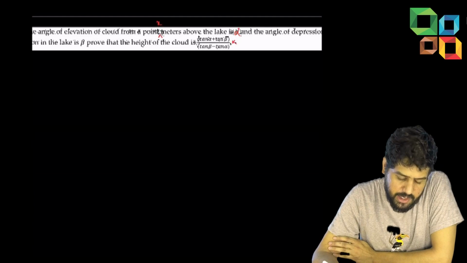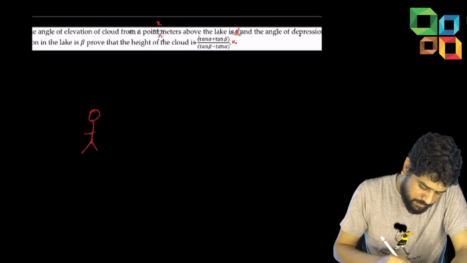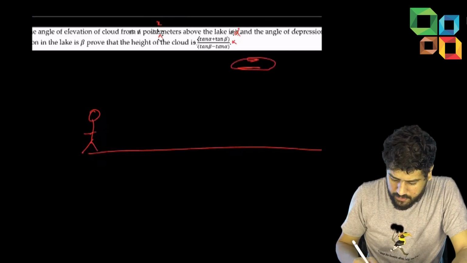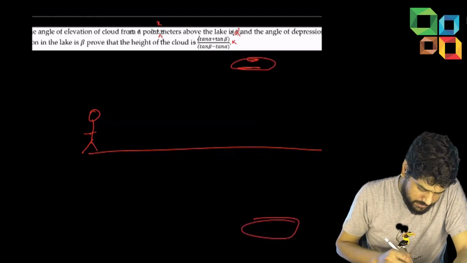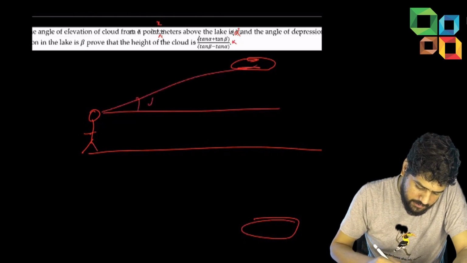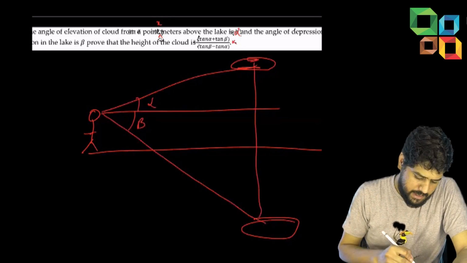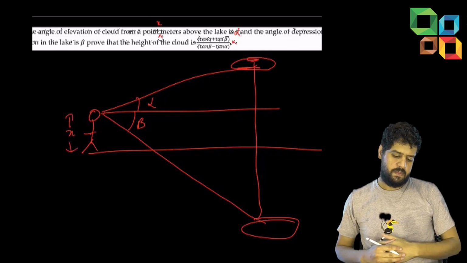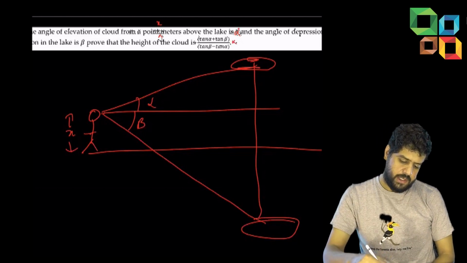So let's take this point x meters above the lake. You're standing here. There is some cloud here, and this is the lake. The reflection of the cloud will be here, exactly here. This angle is alpha, this angle is beta, and this height is x. Now you need to calculate the height of the cloud.